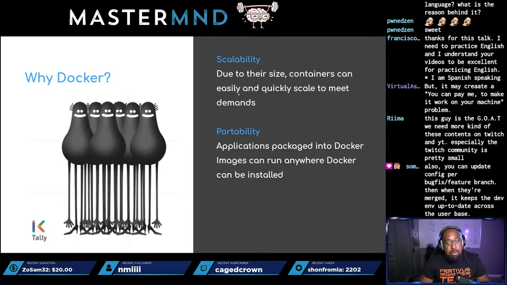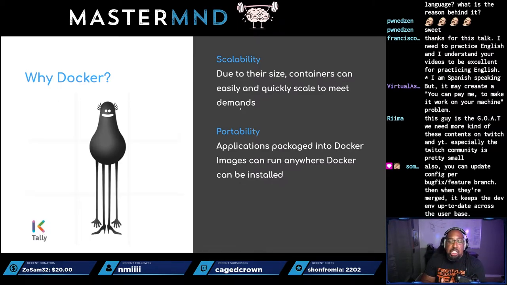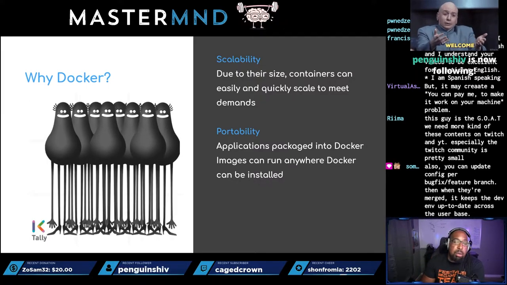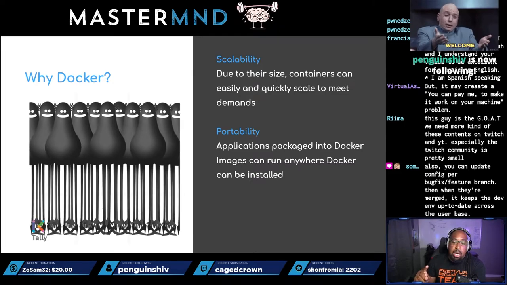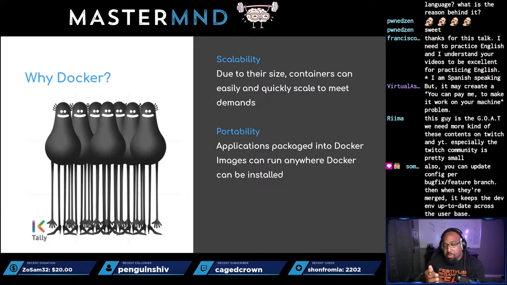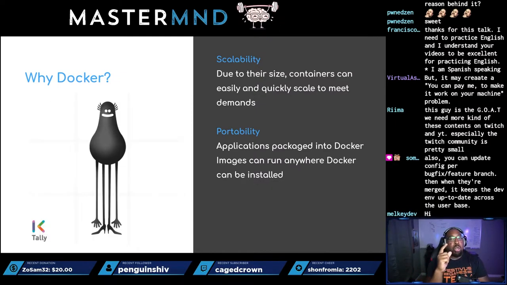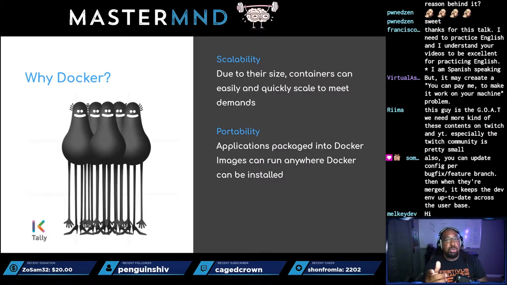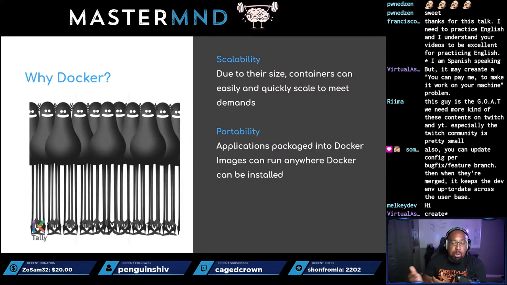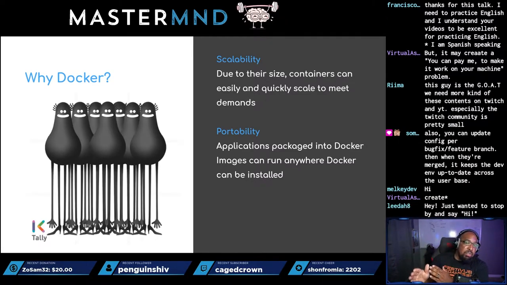And the other one is portability: being able to move your code and your deployments around. Applications packaged into Docker images can run anywhere that Docker can be installed. We already said Docker can be installed on Mac, Linux, and Windows. As long as you have at least the same version of Docker or later, you can move an app to any other computer, any other server, but you can also move it more easily through environments. An application that's packaged up, you can move from the developer's computer to the development environment, to the staging environment, to the production environment, pretty easily.